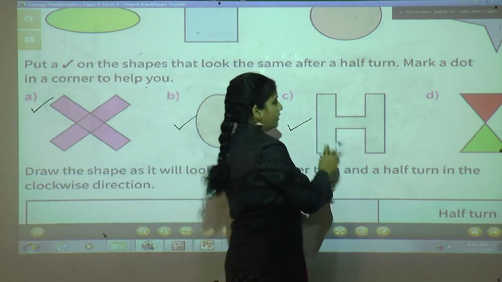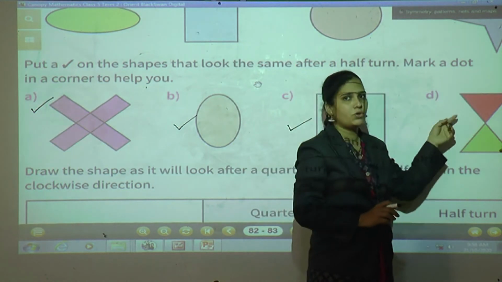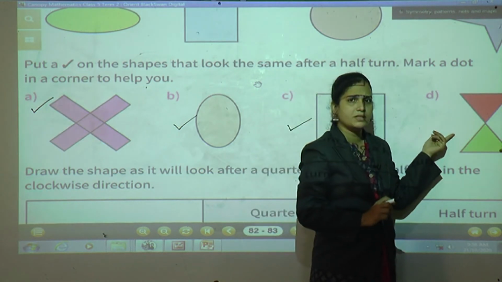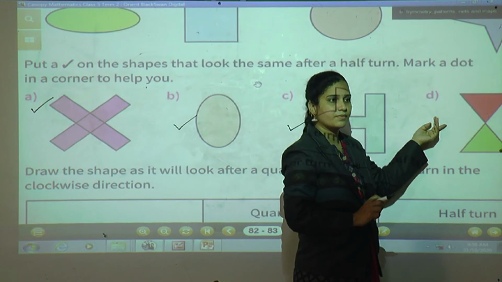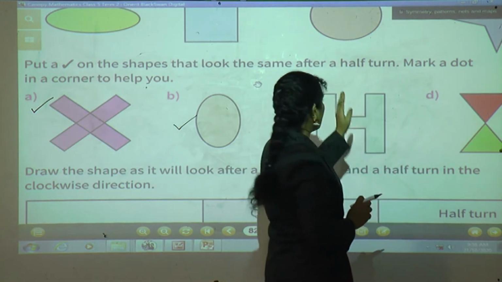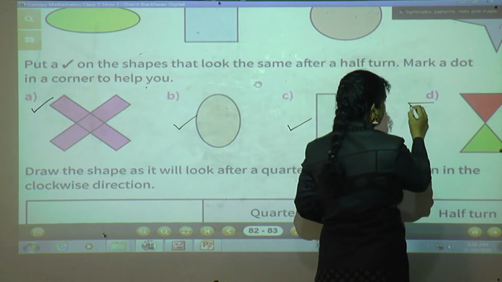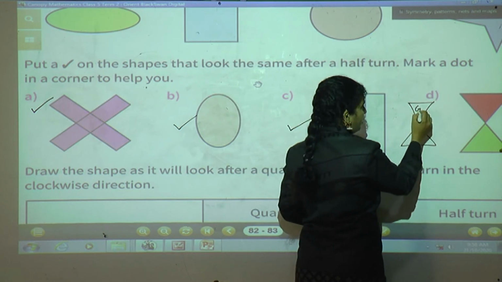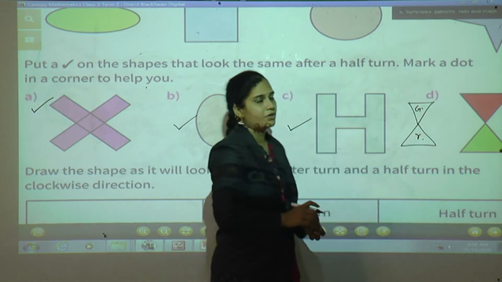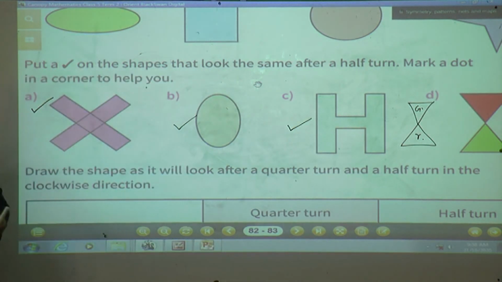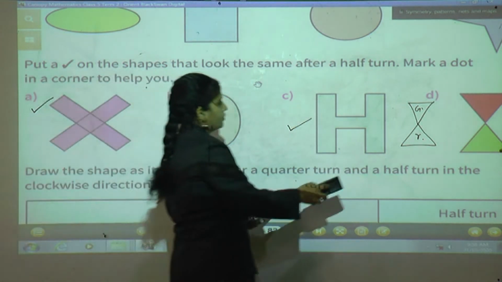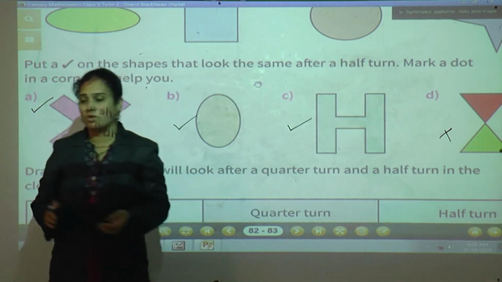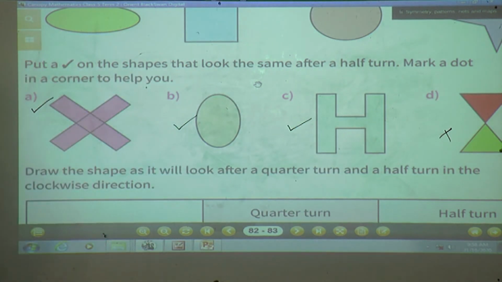Okay, but B1, can you tell me will it look the same after a half turn? Isn't it? Yes. After the half turn, this figure will look the same, but the color will change. Here it will come green and here it will come red. So this will not look the same after a half turn. So just put a cross here. Now all of you understood what is meant by quarter turn and half turn?